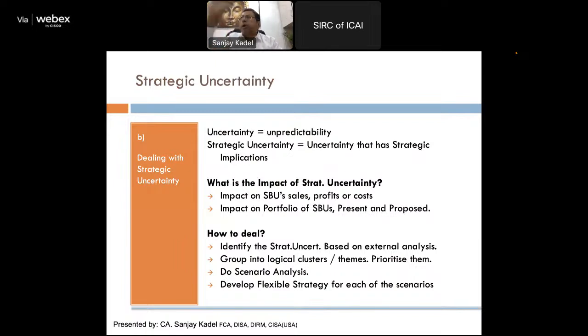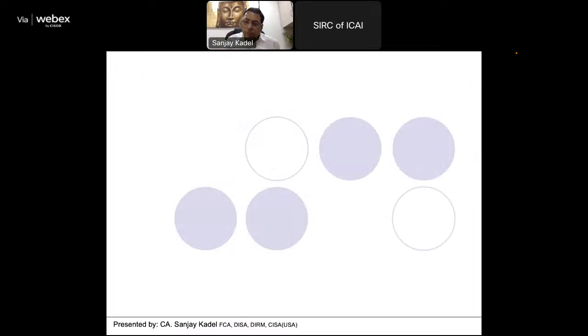So once a particular scenario materializes, you will be already prepared because you have already crafted a flexible strategy for such a scenario. See, this is a very important concept because you are not waiting for things to happen and then reacting. This is a proactive process of being prepared for any kind of strategic uncertainty. So these are some of the models which actually differentiate strategic management from normal management.